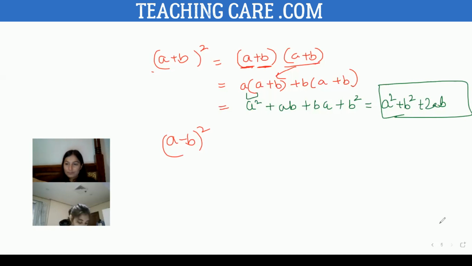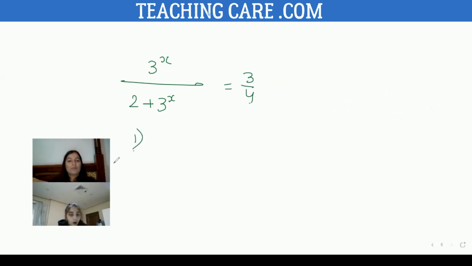Next one is? Number 6. So 3 raised to power x upon 2 plus 3 raised to power x equals 3 by 4. What should be the first step? What can we do here? Like trying to figure out x. Yes, we need to find 9 raised to power x. Once we get x, we get our answer. But for that, we need to start with something. What should be the first step in solving it?